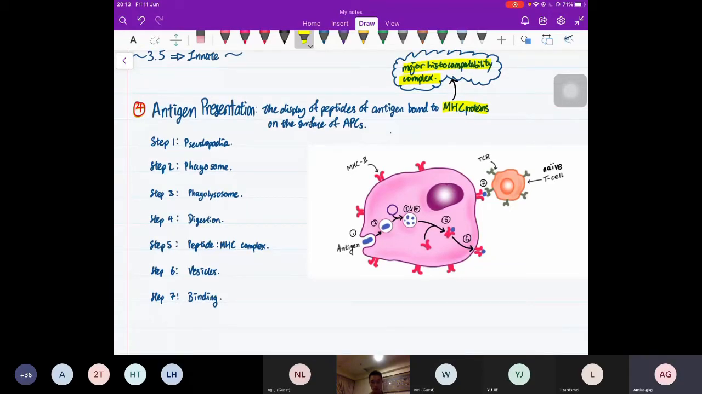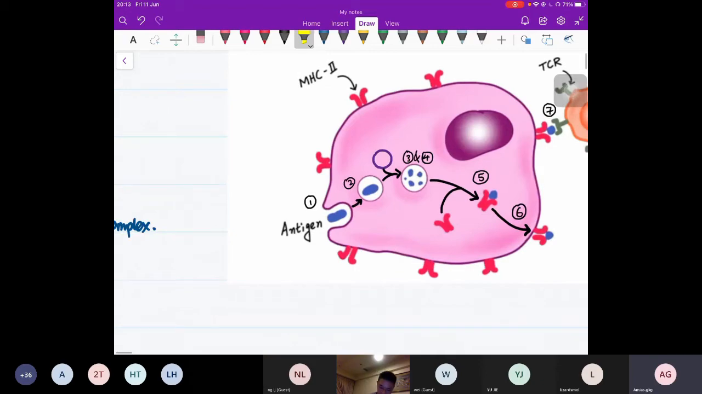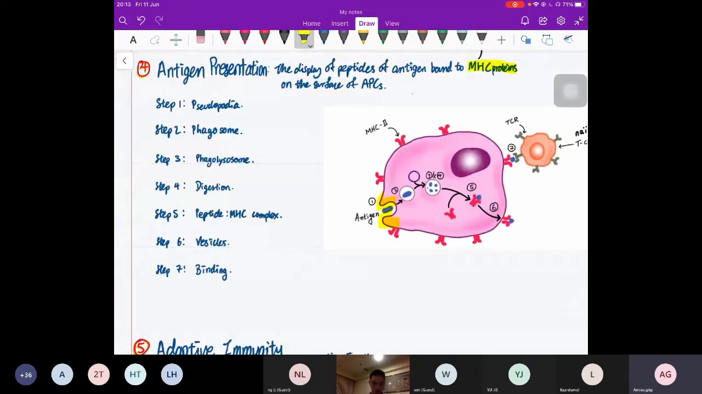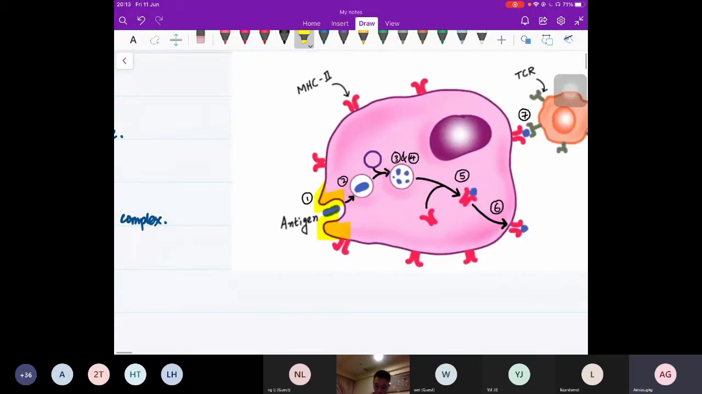So your step 1 will be your formation of pseudopodia, and some schools do not include this. But pseudopodia is just these finger-like projections you see here. So that's your pseudopodia. So with the formation of your pseudopodia, your phagocyte will engulf your antigen and then form a phagosome. If you look at the picture, there's the number 2 here. So the phagosome is what encapsulates the antigen.